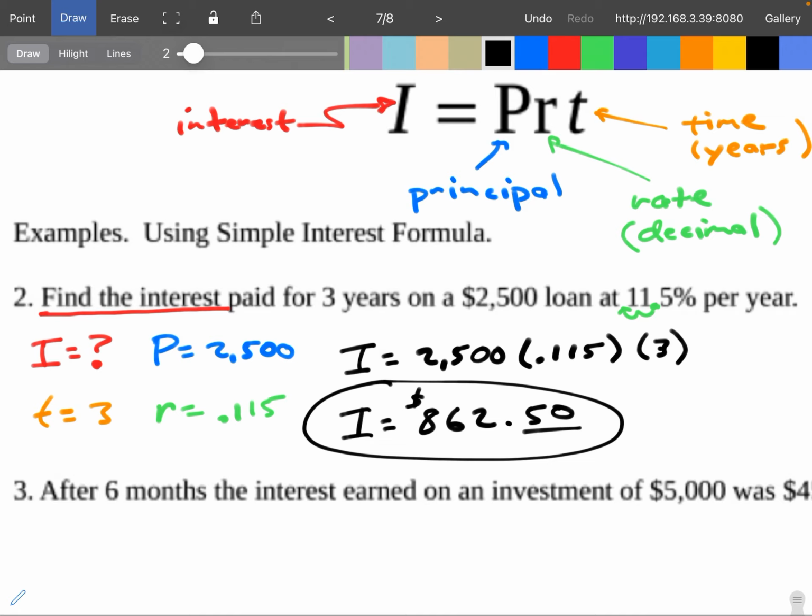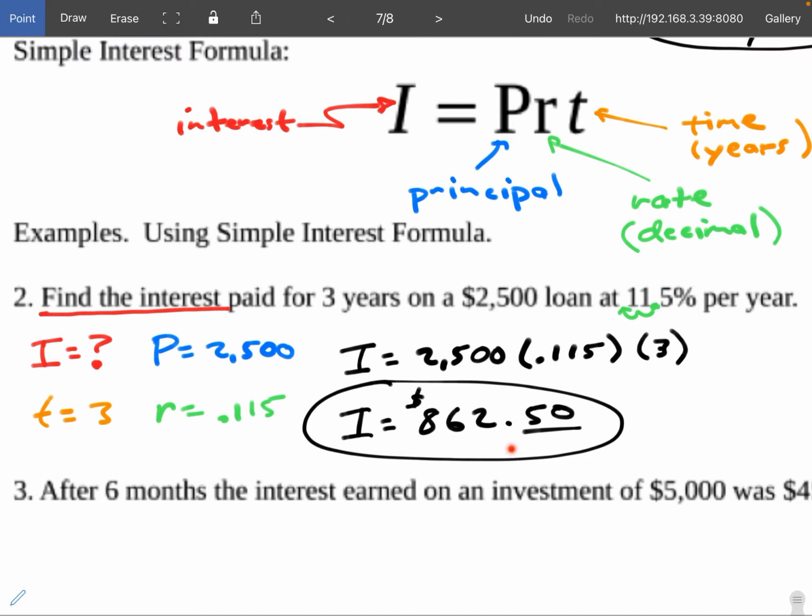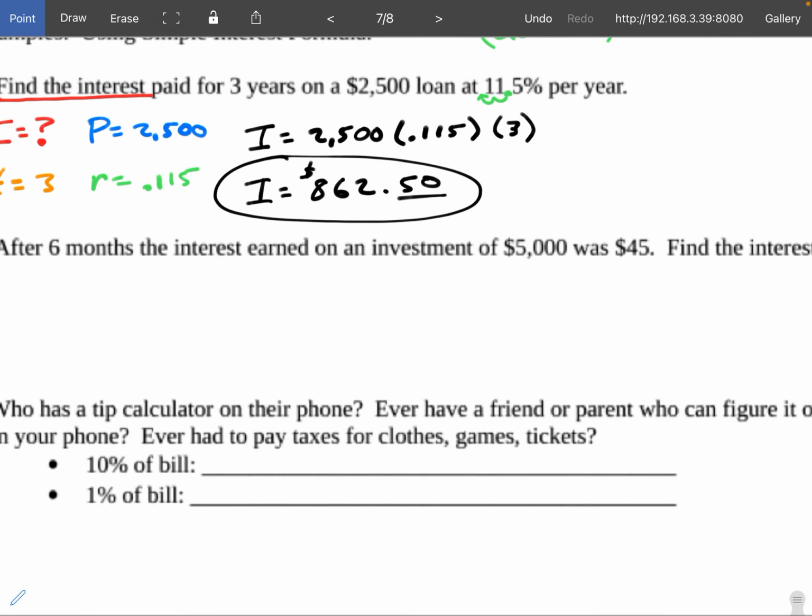And these are good things to know how to figure out, okay? So if you borrow $2,500 and you borrow it for 3 years at an interest rate of 11.5%, you're going to have to pay back an extra $862.50. All right? That's why if you borrow money, the quicker you can pay it off, the better, right? Because if you're going to let this go for 3 years, that's a lot of interest, $862.50 when you only borrowed $2,500 to start. You guys good with that one?